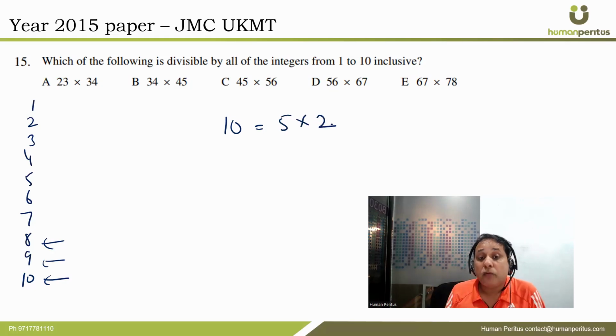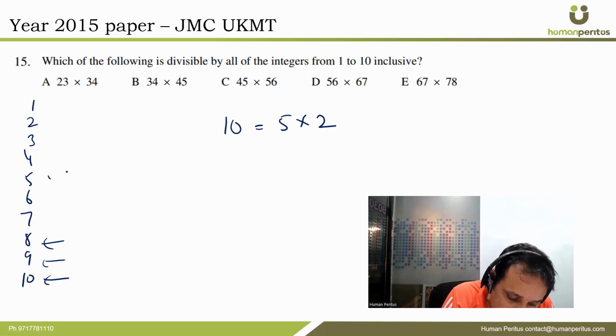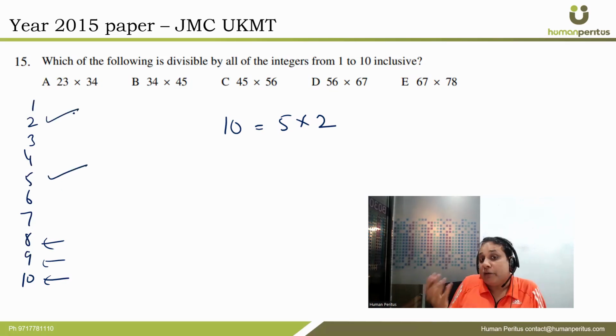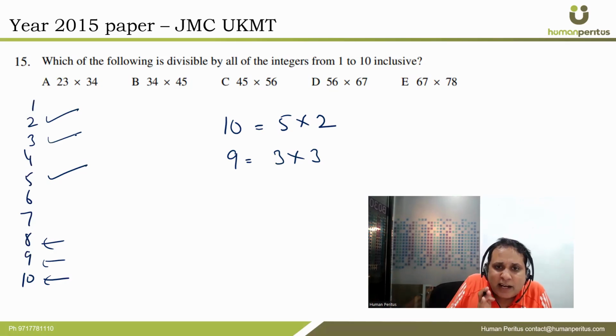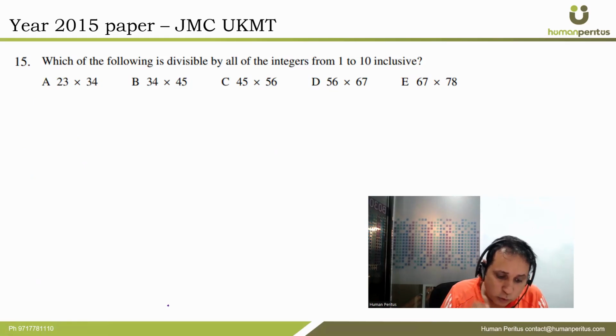Correct? Therefore, if a number is divisible by 10, it will be automatically divisible by 5 also and by 2 also. I need not check for them. Similarly, if a number is divisible by 9, which is nothing but 3 into 3, I need not check it for 3. Correct? So let's start with the higher number and then see what happens.